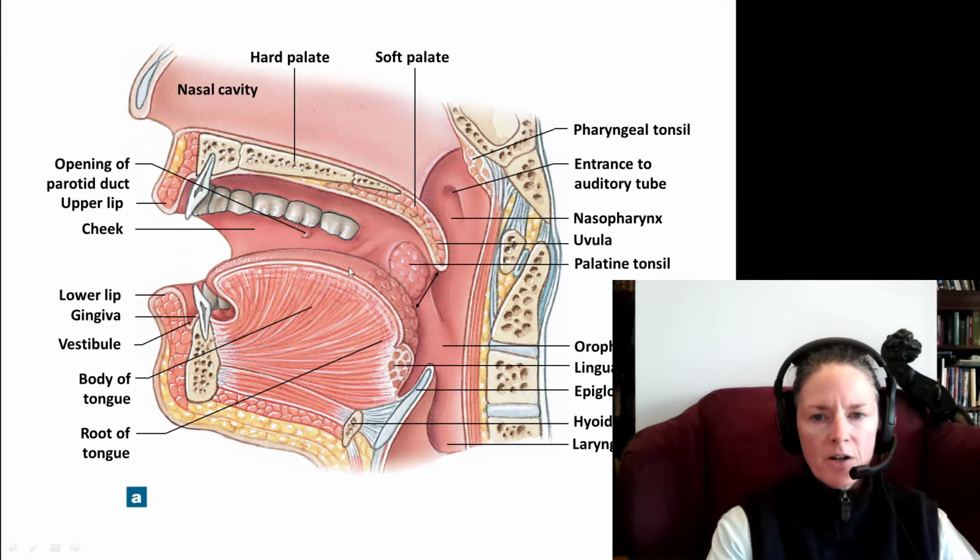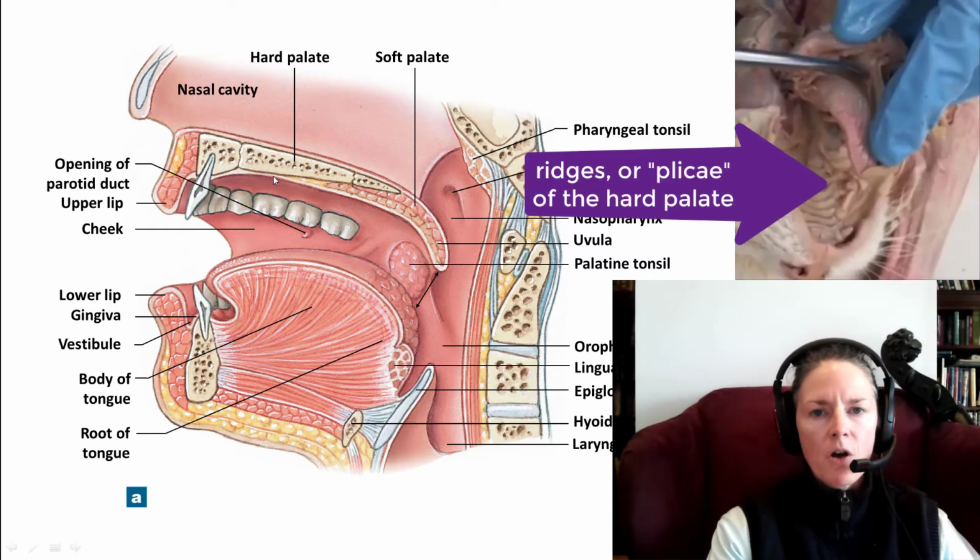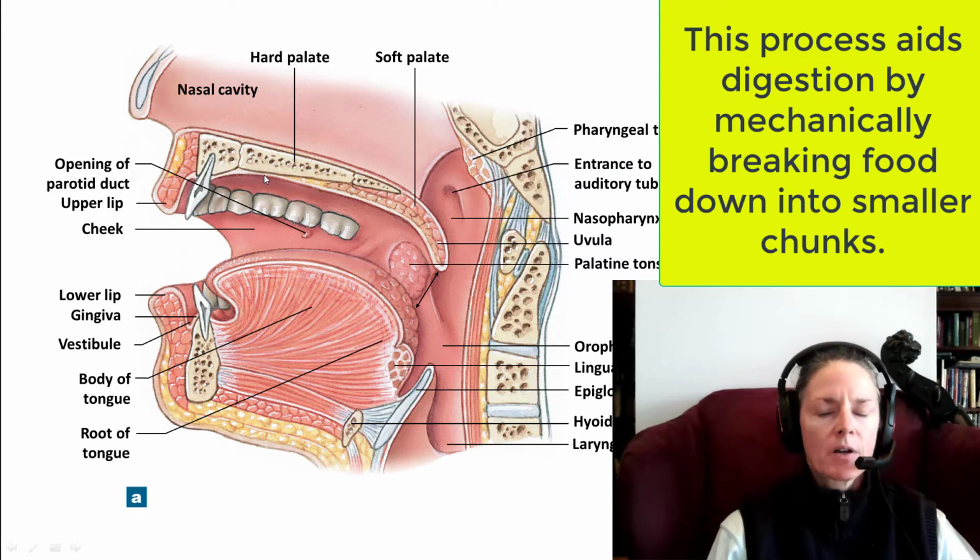Here's our tongue, and the keratinized surface will be the dorsal surface. And then we'll have the upper surface of the mouth here, the roof of the mouth, the hard palate, covered in a keratinized epithelium. We will also have little ridges all along the hard palate that will aid in digestion and the mechanical breakdown of food particles.